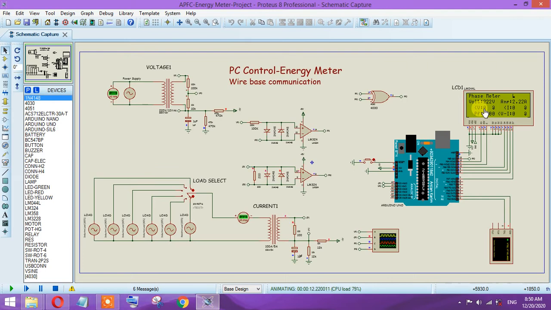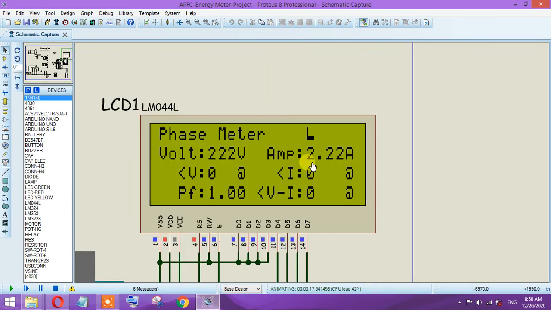its value. On the other side you can see the amps, that is 2.22 amps, and its phase angle is also 0. The reason for that is that the phase angle between the current and that of the voltage is 0. That is why we are getting the maximum power factor, and this value will show you the phase difference between the voltage and the current. You can also see the polar shape as well.